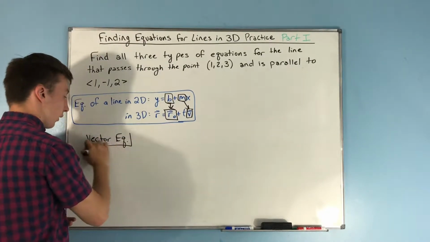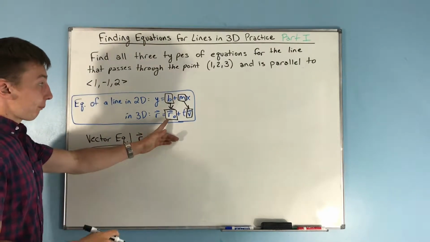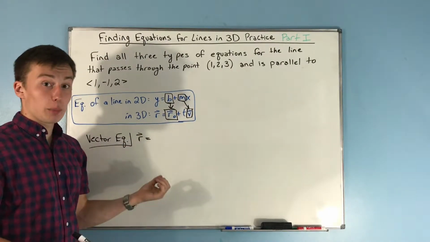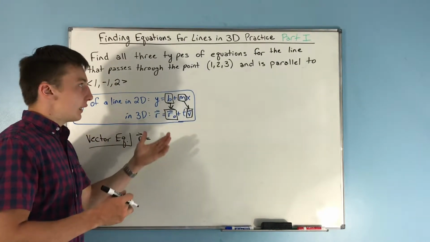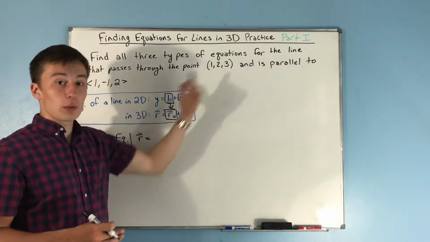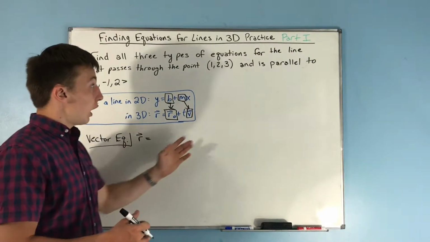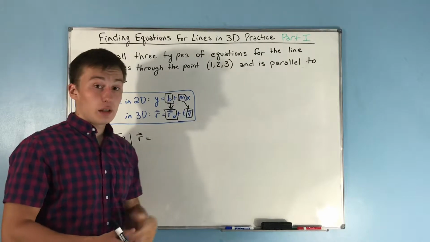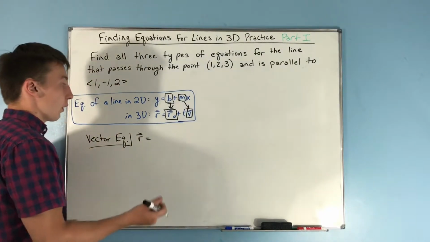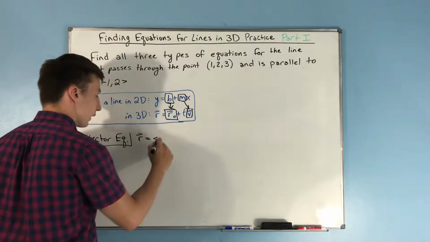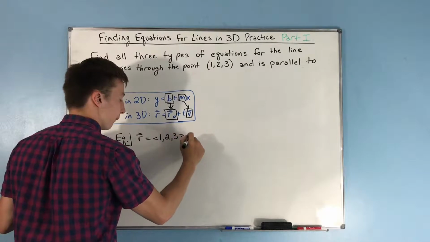Now we're going to leave this as r, and this is going to be equal to r naught, which is that initial point, (1, 2, 3). We're not just going to plug in the point (1, 2, 3). It's going to be a position vector, a vector that points to this point. It points to (1, 2, 3) and starts at the origin. So we represent this as the vector <1, 2, 3>.